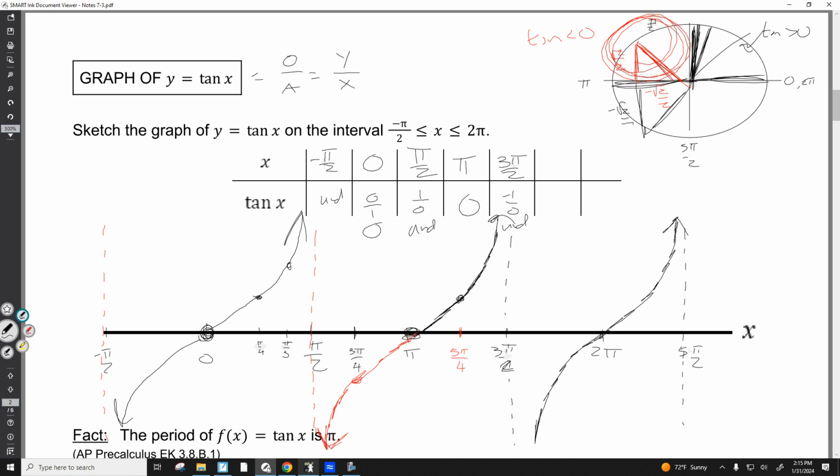What is the period of the tangent function?